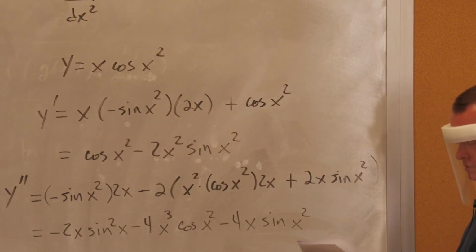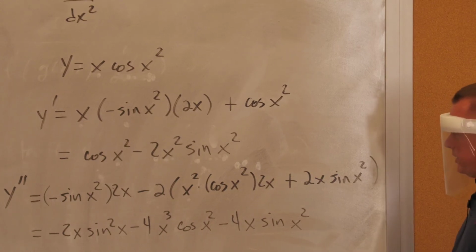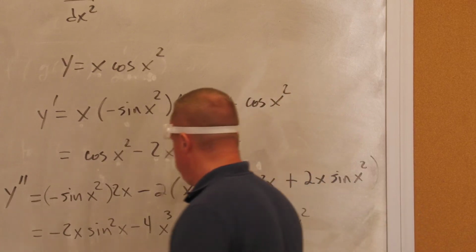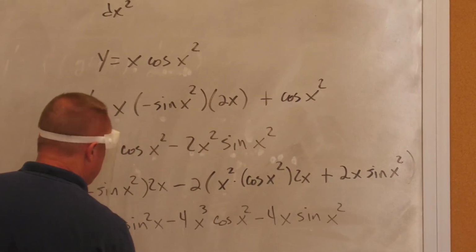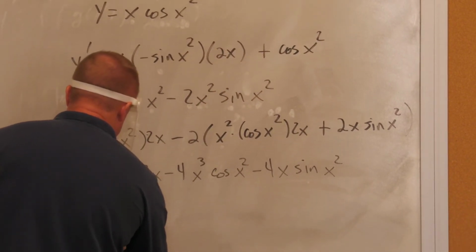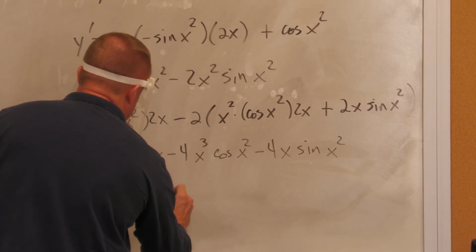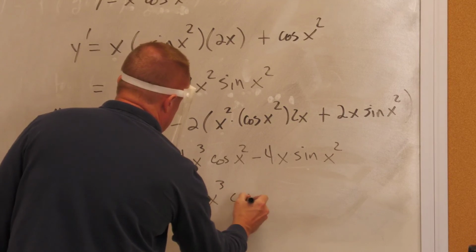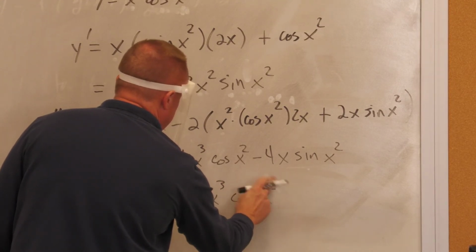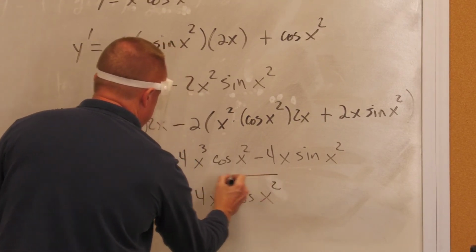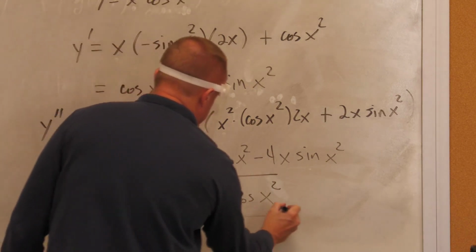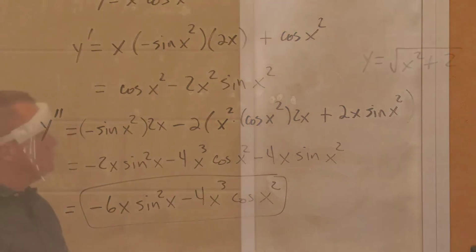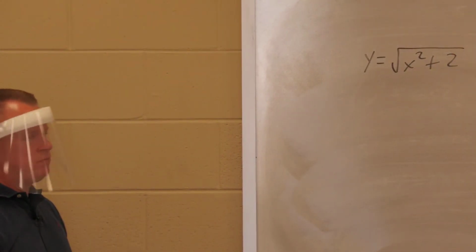Okay, so I could put this term and this term together because they both have x and sine squared x in them. So the final answer for the second derivative would be negative 6x sine squared x minus 4x cubed cosine x squared. Okay, so second derivative.